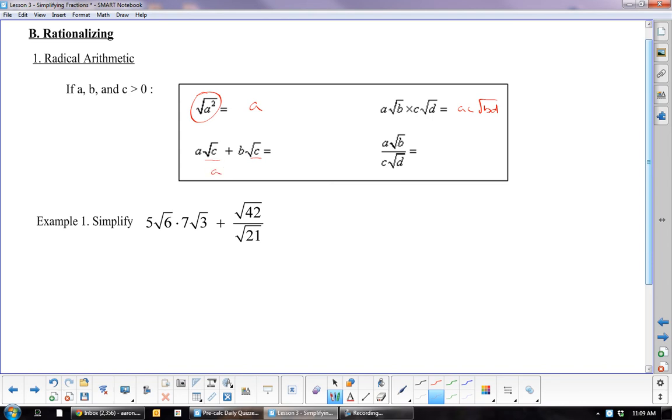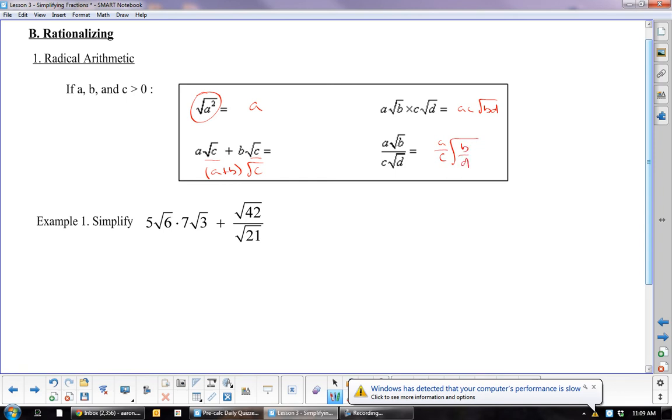And this can also be written as a over c, root b over d. And that may come in handy if b is 90 and d is 10. You can't take the square root of 90. You can't take the square root of 10. But 90 divided by 10 is 9, and then you can take the square root of 9. Okay? So these are little tricks that may help you get to the final answer better.